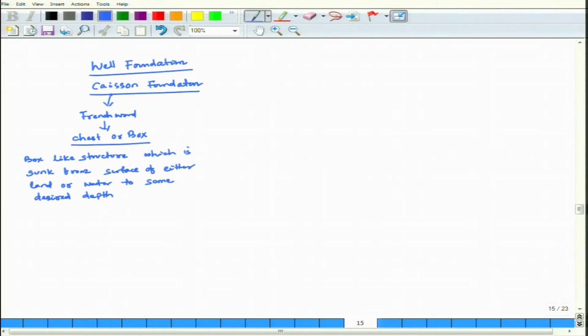So, if I put it into caisson foundations, there are three types. One is your box caisson, second one is your open caisson, and third is your pneumatic caisson. So, let us start with this box caisson.